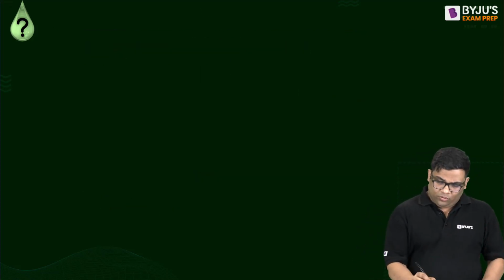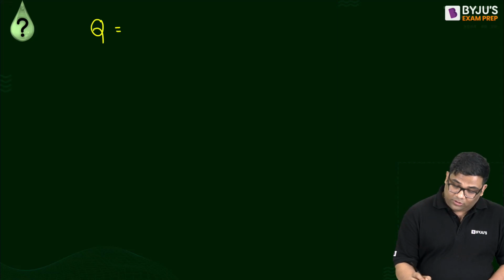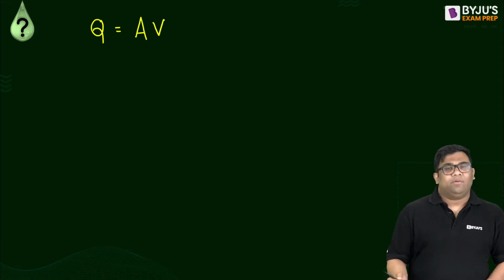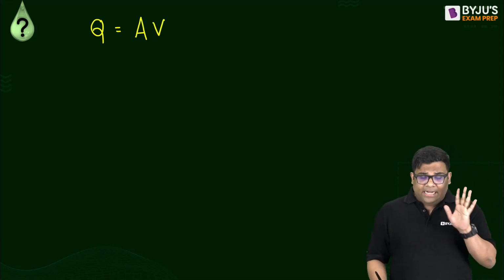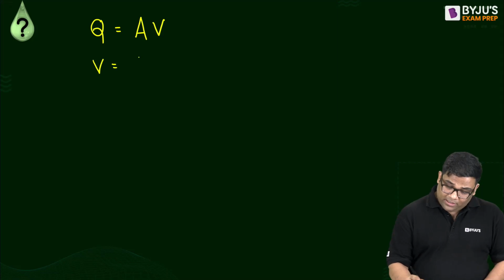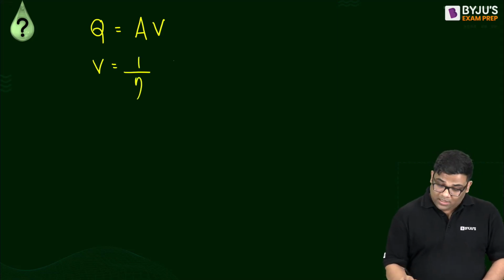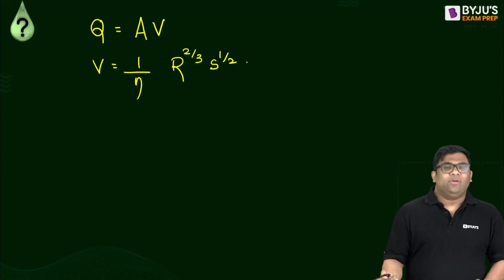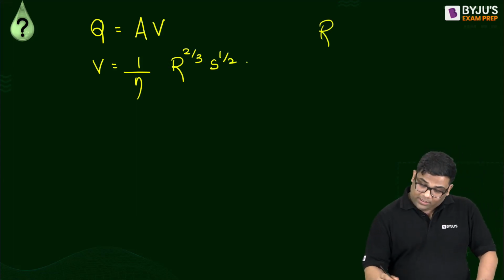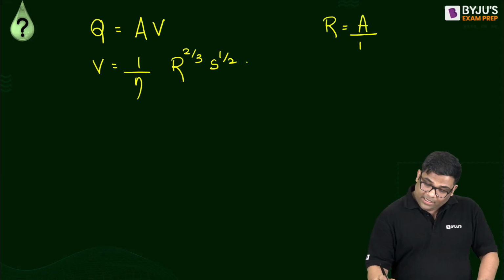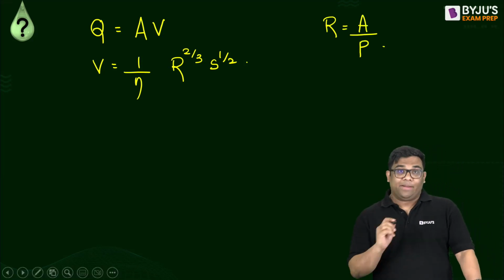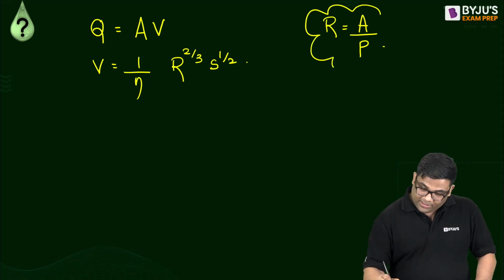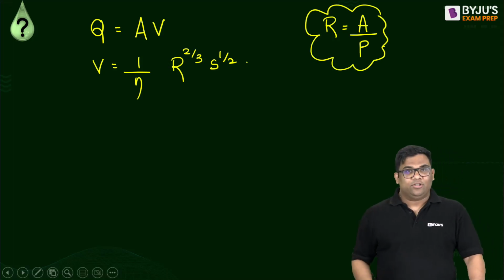First of all, you have to know that whatever might be the cross section, the discharge will be what? Area into velocity, and the equation of velocity will be 1 by n R to the power 2 by 3 S half, because it's a uniform flow, and R will always be equal to area by wetted perimeter.